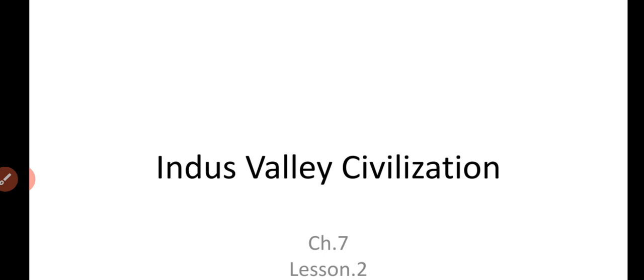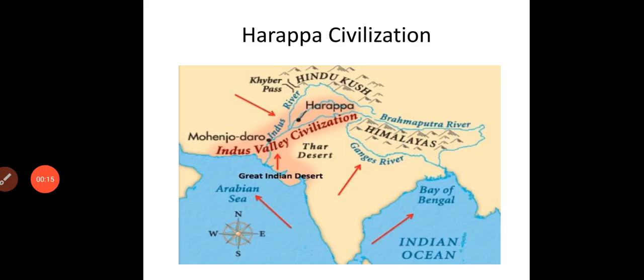Today we will take lesson number 2, chapter number 7. The title of the lesson is Indus Valley Civilization. Let's start the lesson. You have to know, guys, that this civilization is also known as Harappa civilization. So it has two names, Harappa civilization and Indus Valley civilization.